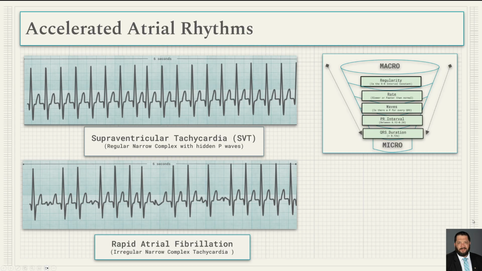Okay, the other accelerated atrial rhythms that we'll talk about are supraventricular tachycardia and rapid atrial fibrillation. Atrial fibrillation is the only truly irregularly irregular rhythm, and atrial fibrillation doesn't have access to a P wave at all. In fact, the baseline appears highly chaotic, almost like there's vibration in the isoelectric line altogether. That's the hallmark of atrial fib. Accelerated version of that would be the rapid atrial fibrillation, where it's an irregularly irregular, narrow complex tachycardia.